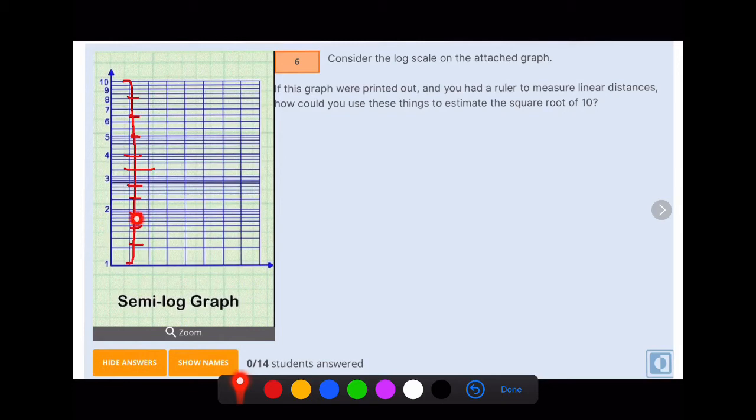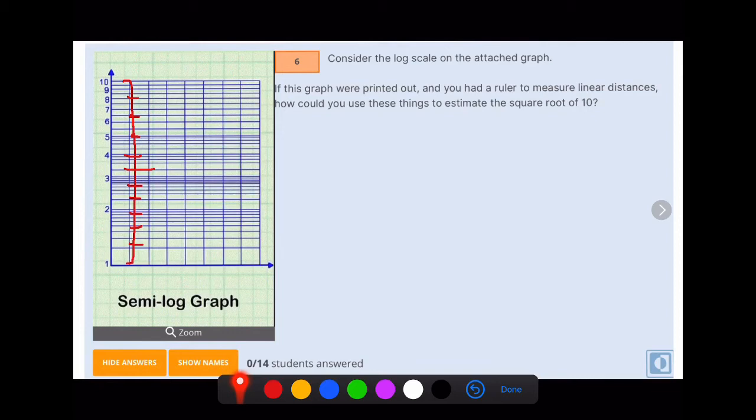If I go here to about 1 centimeter, that would be 1/10 of a unit. What would that be? 10 to the 1/10 power. What does that mean, 10 to the 1/10 power? Well, it would be the 10th root of 10. That is, what number multiplied by itself 10 times gives back 10.